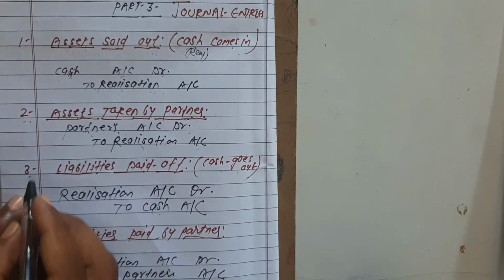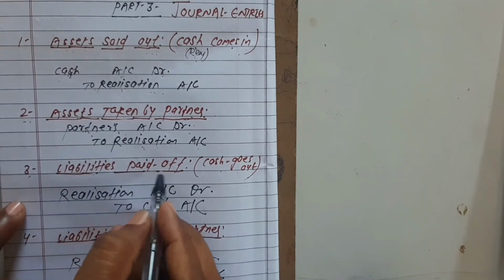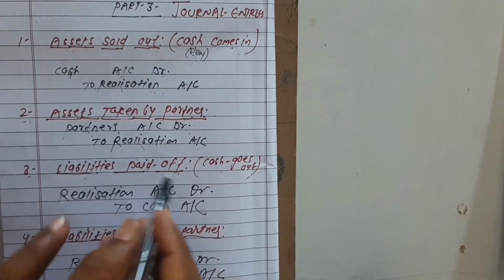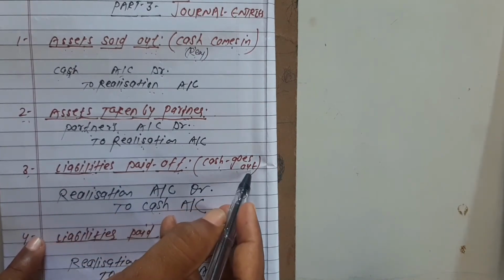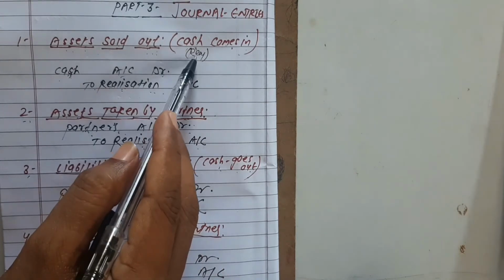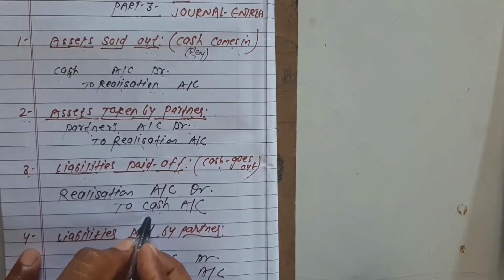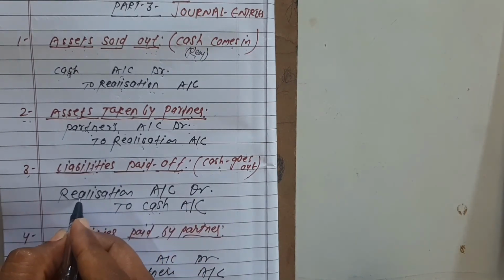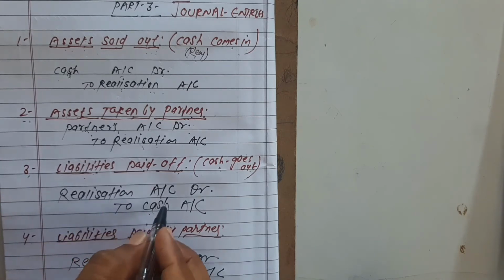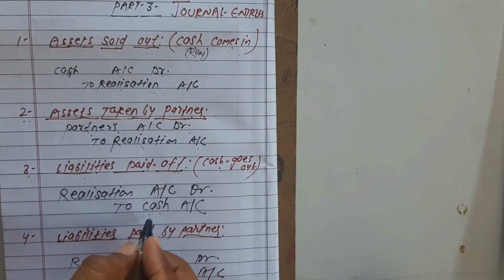Okay, now the third one is the liability paid off. If a liability is paid off, that means cash goes out and cash is a real account. If it comes in, then debit. If it goes out, then credit. So here cash will be credited. And the other term is realization for asset and liability, which I have already discussed. So realization account debit to cash.